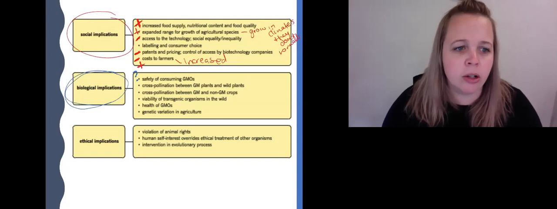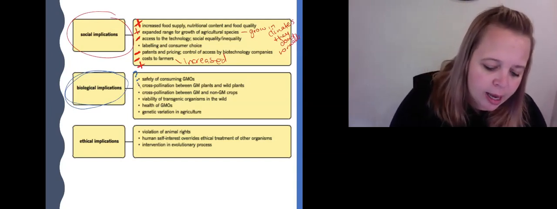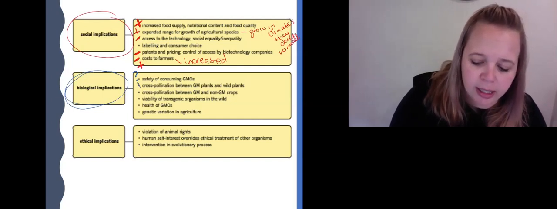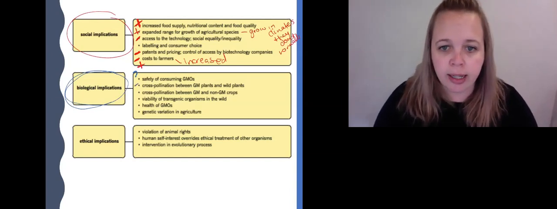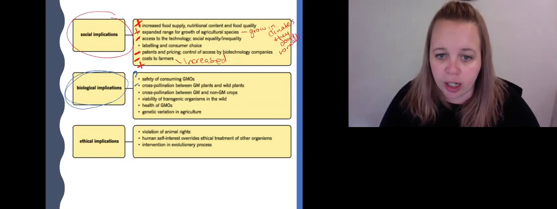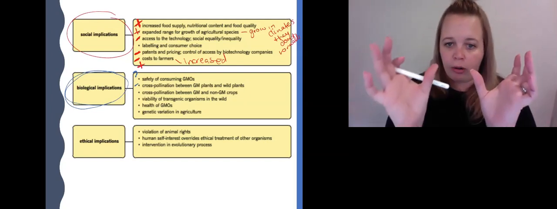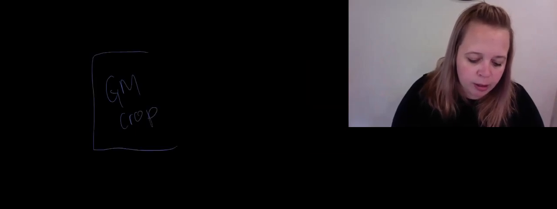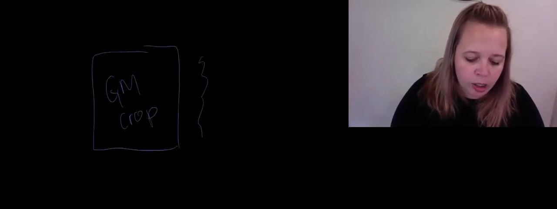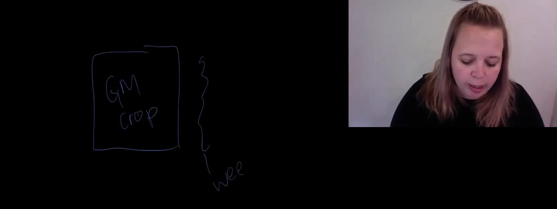There's another one here that says that there's a cross-pollination between GM plants and wild plants. Now, this isn't great. This is a negative one. If you make a crop that is genetically modified and you put it next to a crop that is wild, so I'm just going to draw that for you. You've got your GM crop in this field, and along the edge here you have your weeds.